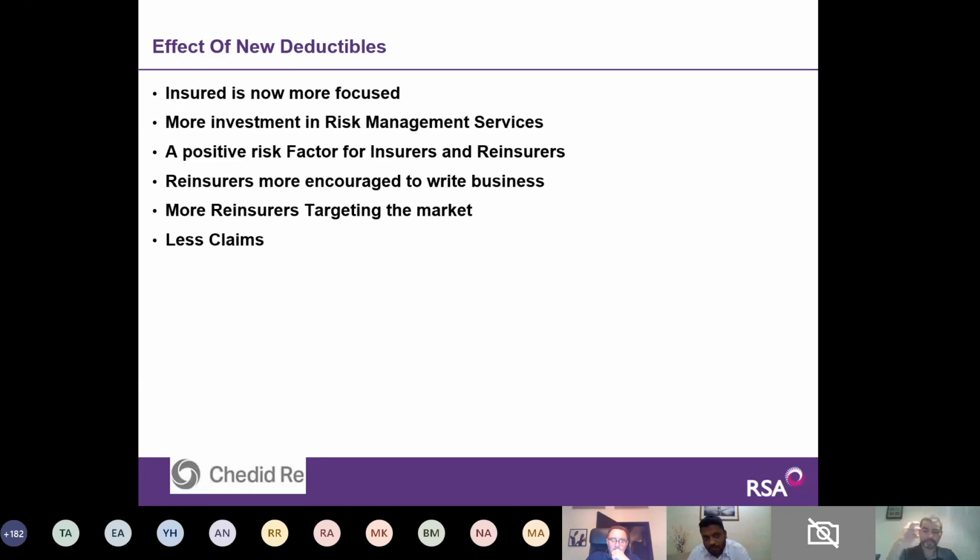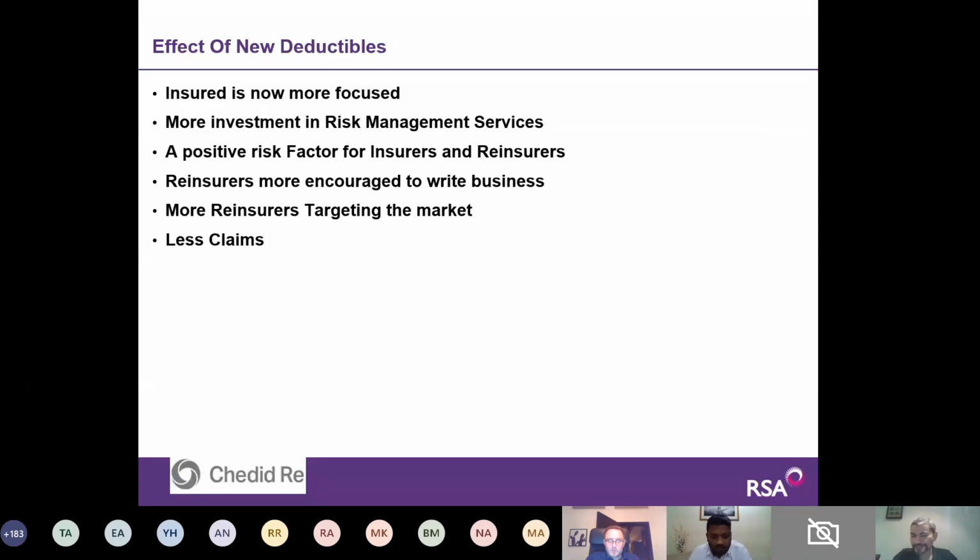Believe me, ask any other reinsurer: following the implementation of the updated deductibles in late 2016, our market share in Saudi was 20-something percent. Today it's 42%. We are writing 42% of our portfolio in Saudi. More reinsurers are starting in the Saudi market. This is what I'm telling you.